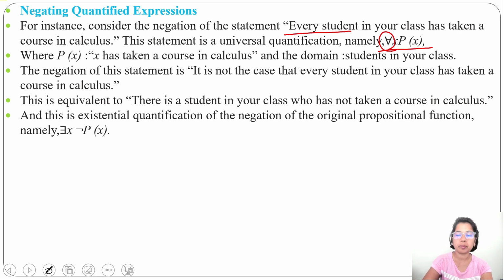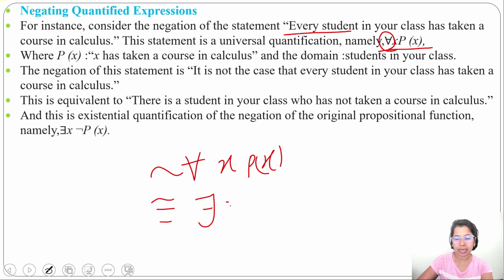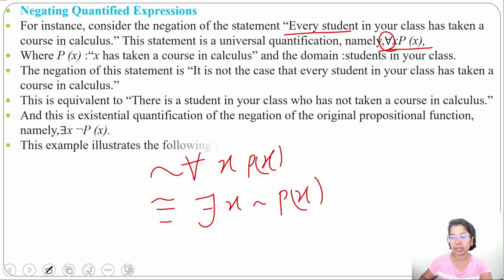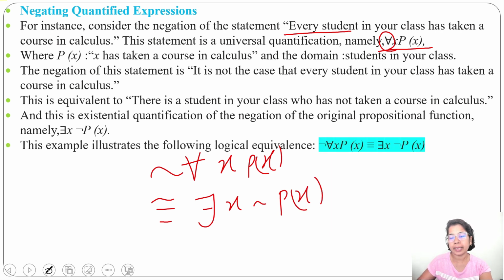So negation P(x). We found for all x, P(x), that is every student in your class has taken a course in calculus; its negation means there is a student who has not taken a course in calculus, that is equivalent to there exists x, negation P(x). So from this example we conclude that negation of for all x, P(x) is equivalent to there exists x, negation P(x).